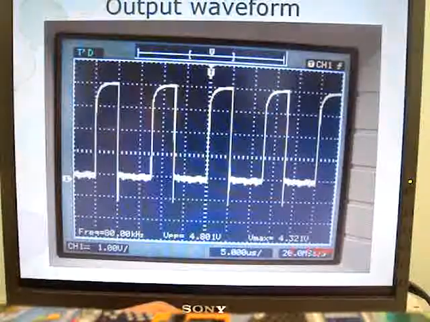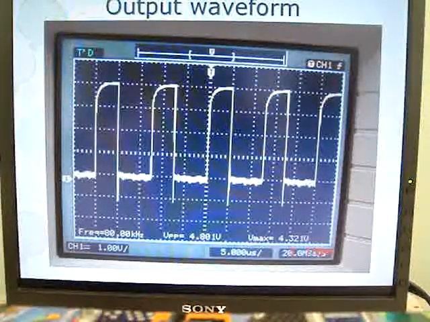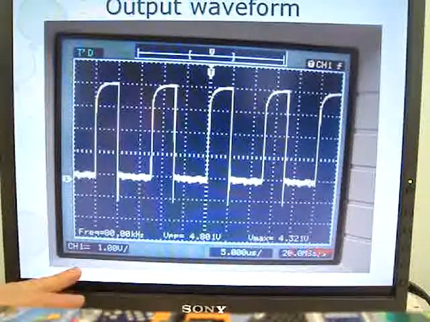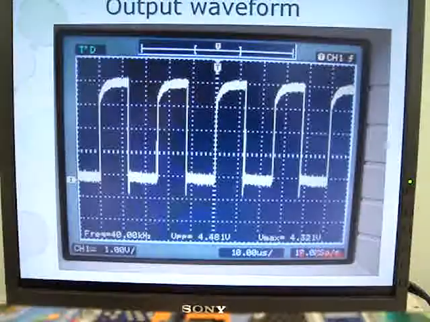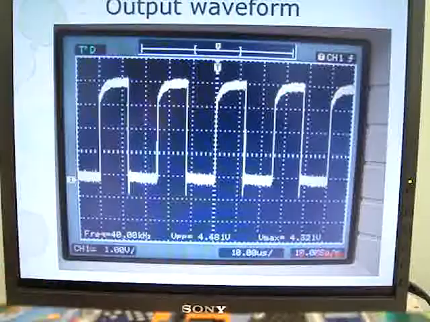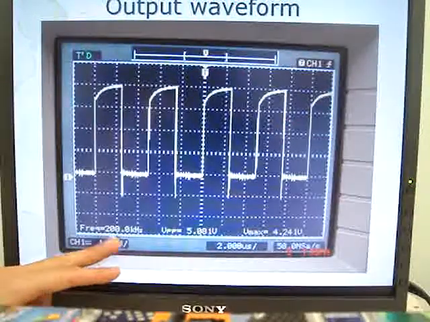By the combination of these, we can divide the signal as we like, so that we can generate a 40 kHz signal and a 200 kHz signal.